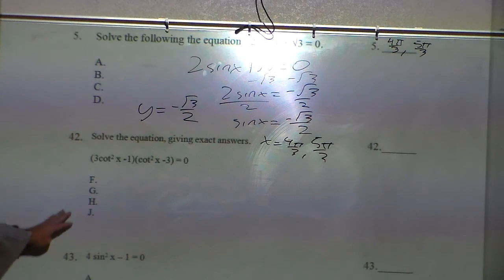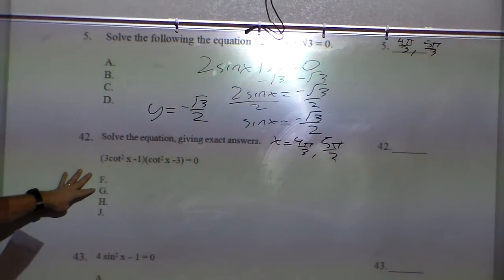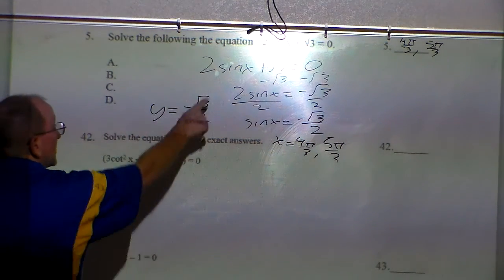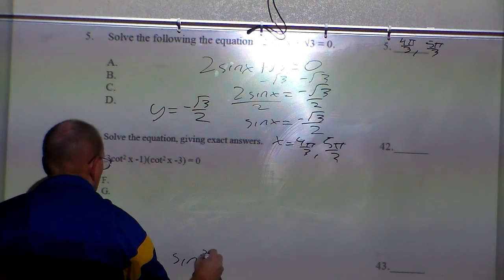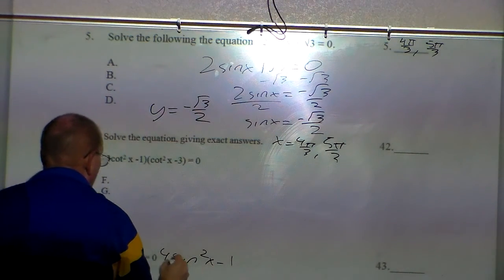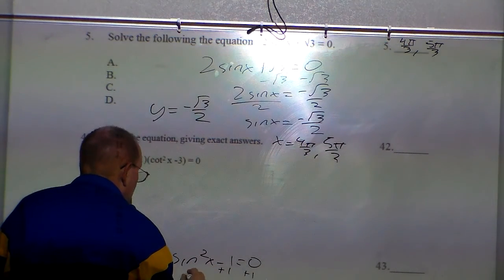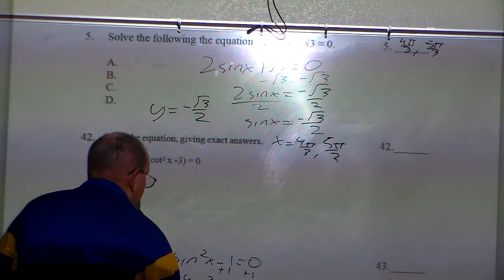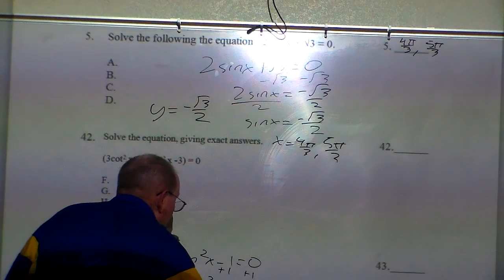Now then, problem number 42 is probably the most difficult one on here. I'm going to actually do 43 first so we can see kind of a little more about how to work 42. 43 I'm going to work a lot like this one except for one difference. I'm going to start out with 4 sine squared x minus 1 equals 0. You would what? Add 1, right? And then you would divide by what? 4. So that sine squared x equals 1/4.